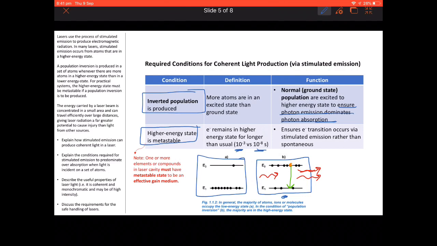To be an effective gain medium, one or more of the elements or compounds that make up the gain medium in the laser cavity must be metastable.